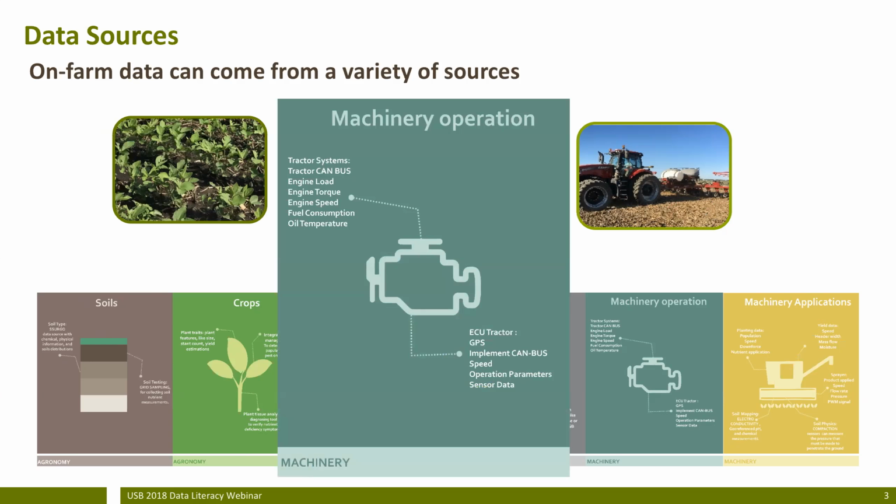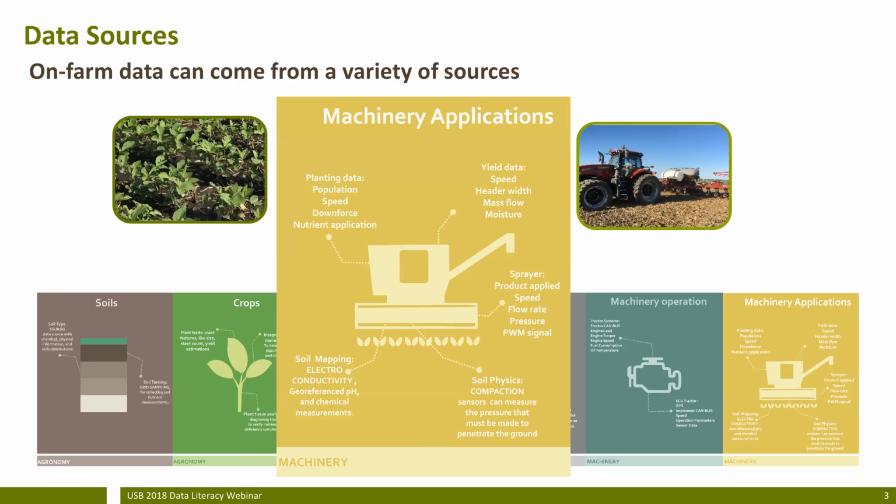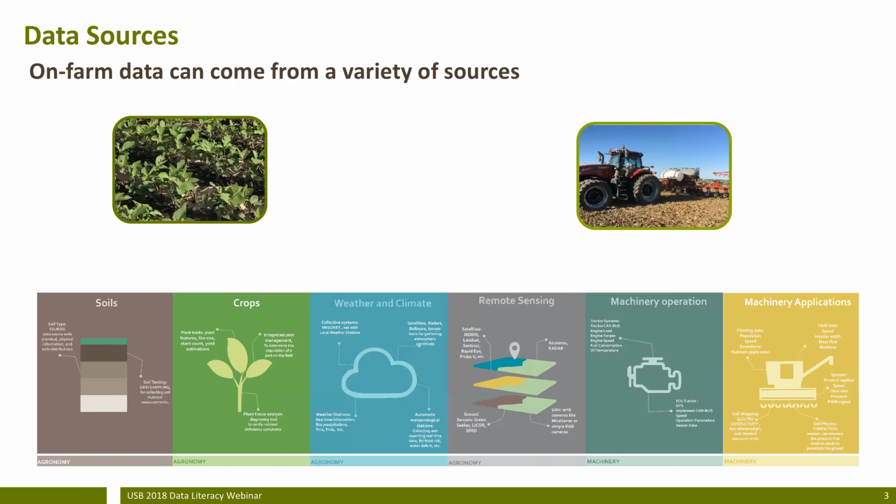The last 2, when we enter the machinery side, the operation side, anything related to performance of the machine, fuel consumption, or speed sensor data. And the last one related to applications, seeding rate, prescription, yield monitor information, anything connected to soil mapping, electrical activity, and different equipment like a sprayer and looking at flow rate, pressure, and prescription.